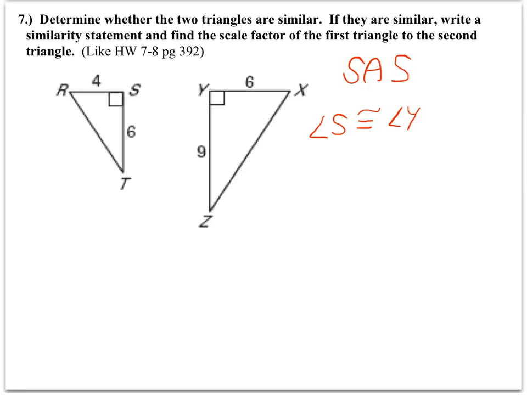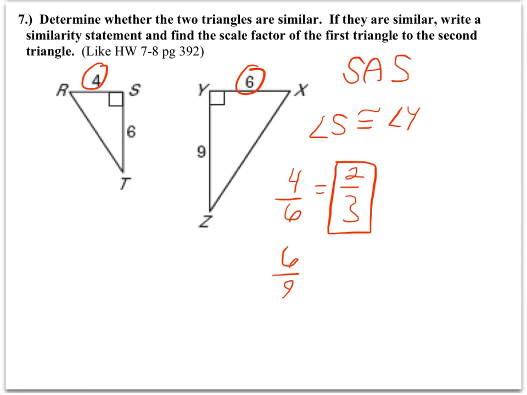Now we have to find the scale factor for the sides. So I'm going to start with 4 and 6. 4 divided by 6 is equal to, reducing this to thirds, since 2 goes into 4 twice, and 2 goes into 6 3 times. Scale factor of 2/3. Now let's see if that matches up with the other side. So we can take 6 divided by 9, which is the same as 3 goes into 6 2 times. 3 goes into 9 3 times. So again, we end up with 2/3.